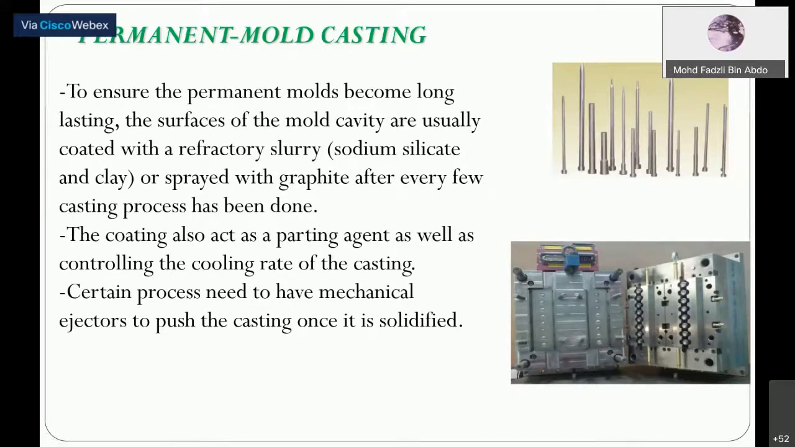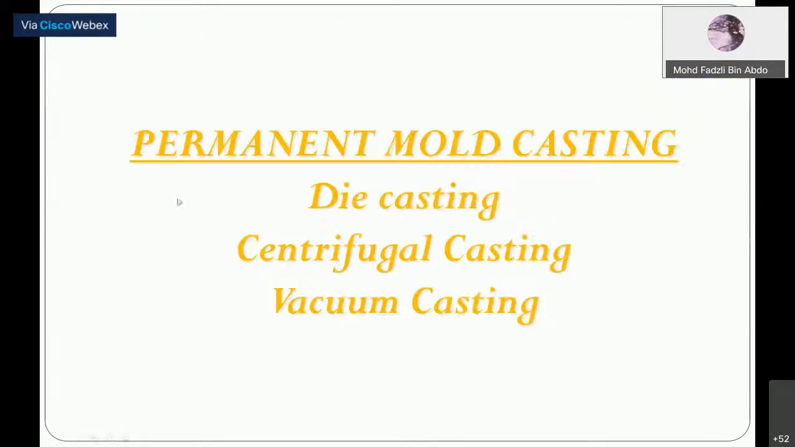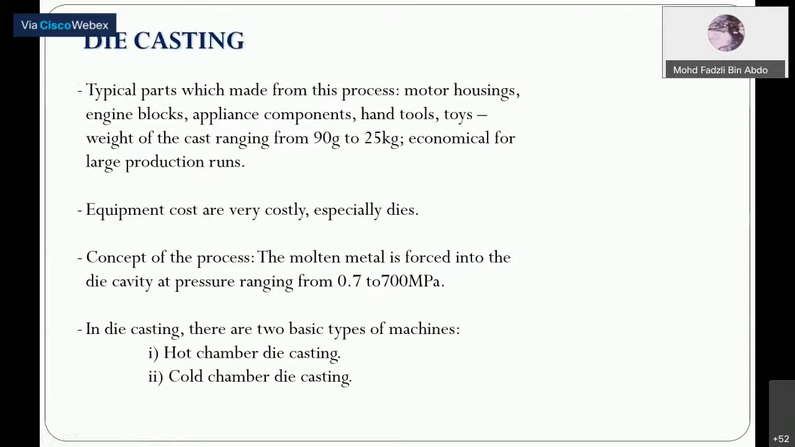Ada yang tak boleh kita nak remove. So that kita kena ada certain mechanical injector lah. Okay. Ini secara basic, secara pengenalan what is permanent mold casting is. Okay, untuk permanent mold casting ni kita ada tiga lah, die casting, centrifugal casting dan juga vacuum casting. So kita tengok what is the die casting.